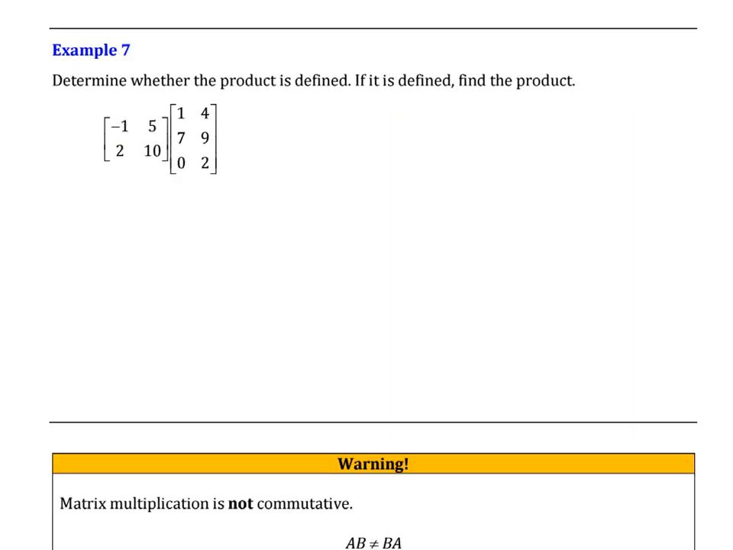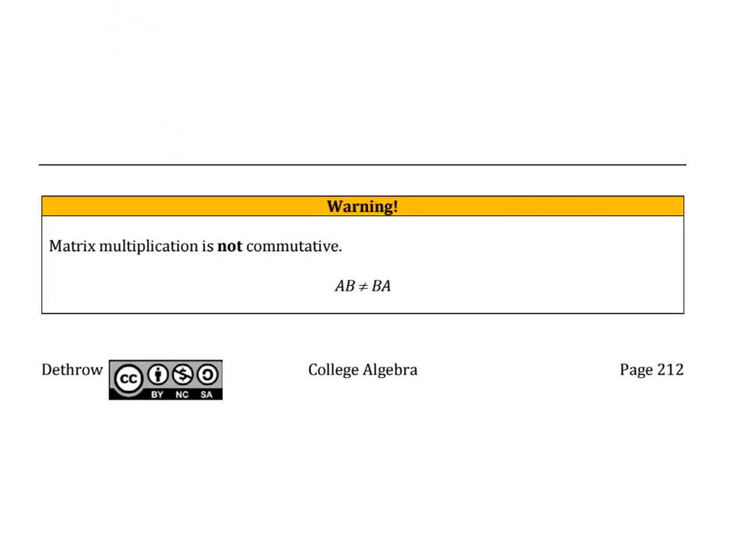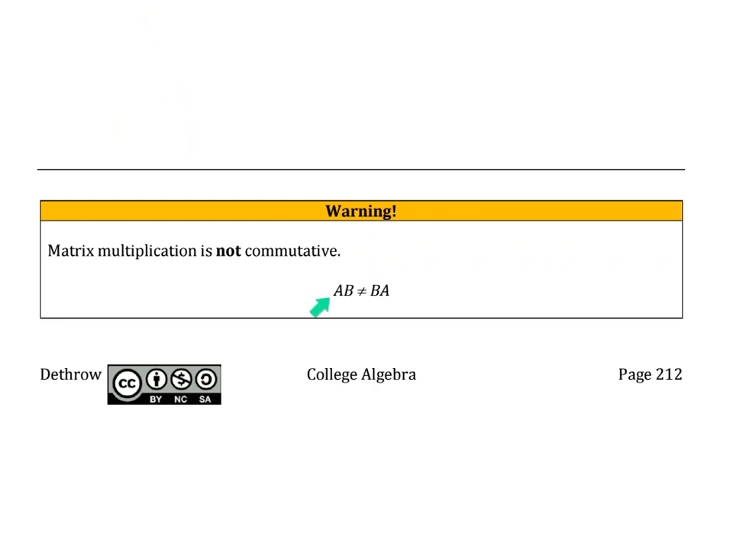Now let's look at example 7. Here we have a 2 by 2 and a 3 by 2. So notice the dimensions do not match. So the product is not defined. And then, as we saw in two of our examples, if we change the order of multiplication, we could result in a different product. So we say that matrix multiplication is not commutative.